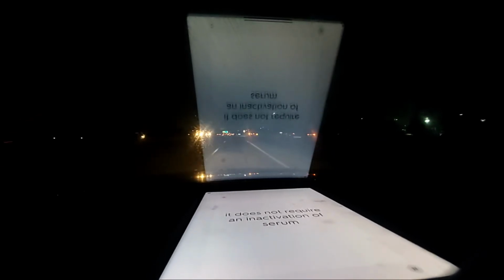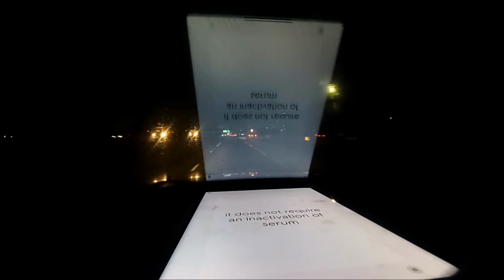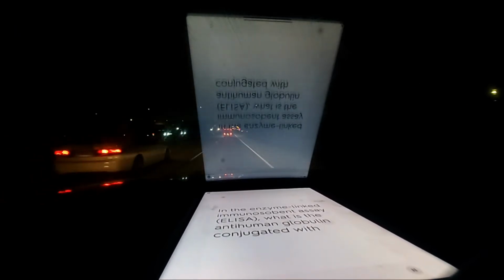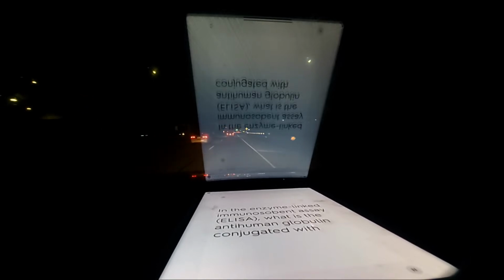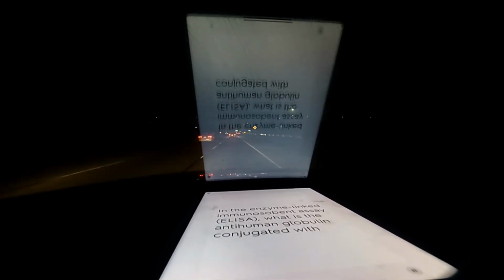Which statement is true concerning the RPR test? It does not require inactivation of serum. Which tapeworm could be acquired through the ingestion of medium rare steak? Taenia saginata. In the enzyme-linked immunosorbent assay, what is the antihuman globulin conjugated with? Horseradish peroxidase.